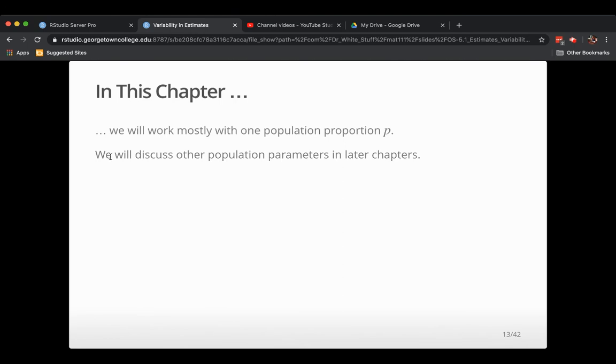Now, there's 5 important parameters of interest for the rest of this course, but we need to start somewhere. So in this chapter, we're going to work mostly with one population proportion P. There'll be a tiny bit of work with some of the other parameters in the DA, where you identify what parameter is of interest from a scenario. But for learning how inferential statistics works, kind of our first start, we'll focus on just the one population proportion P scenarios. Later chapters will address the other 4 members of the Big Five.